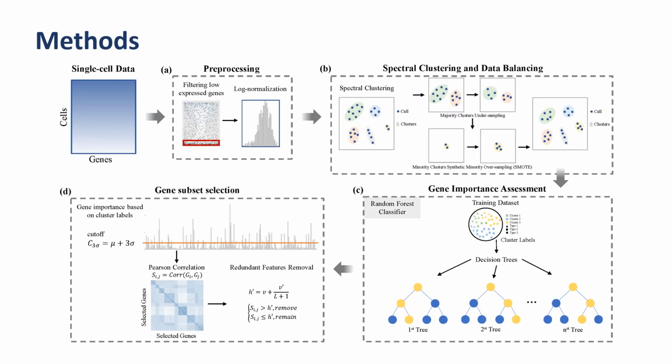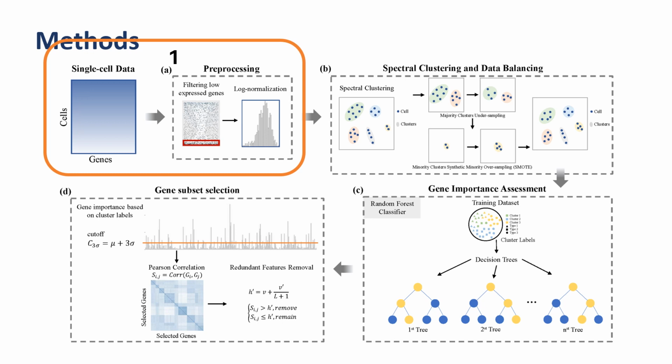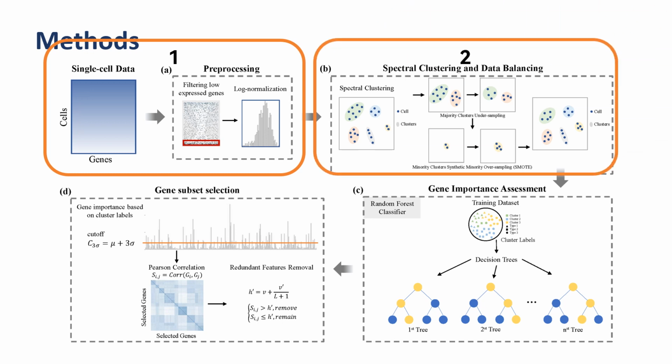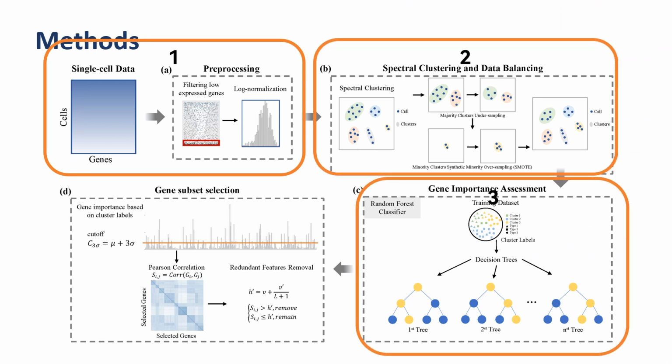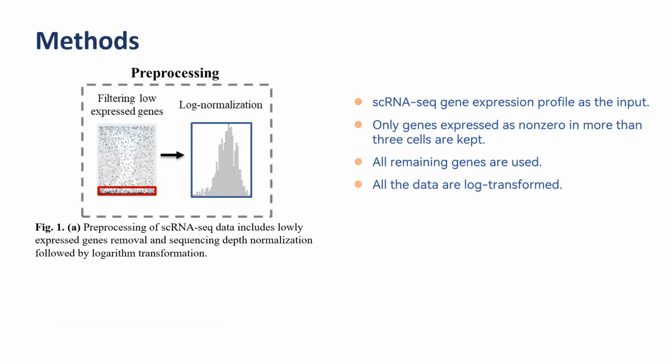So we proposed CellBRF. It consists of several steps: data pre-processing, spectral clustering and data balancing, gene importance assessment, and gene subset selection. Similar to previous studies, the data processing stage included filtering out lowly expressed genes and performing a log normalization procedure on the gene expression profile.